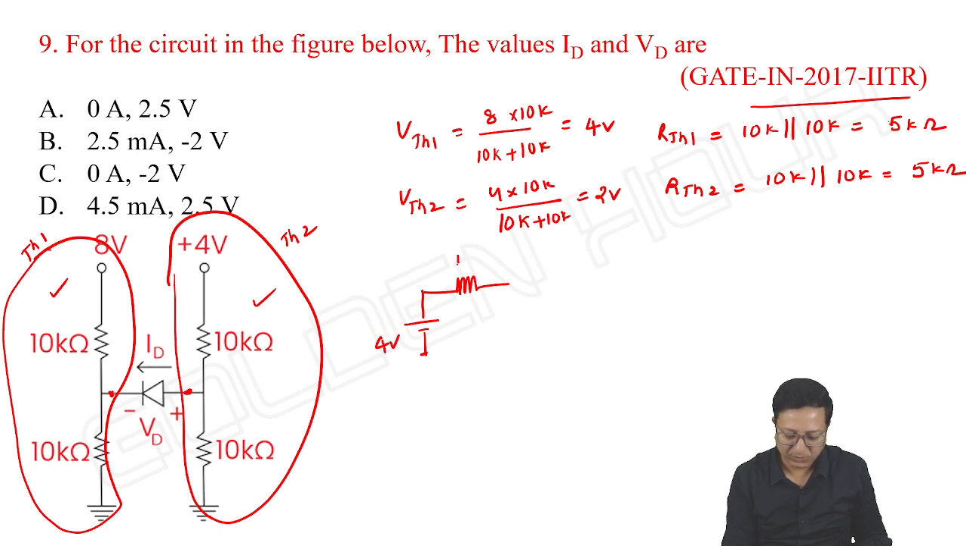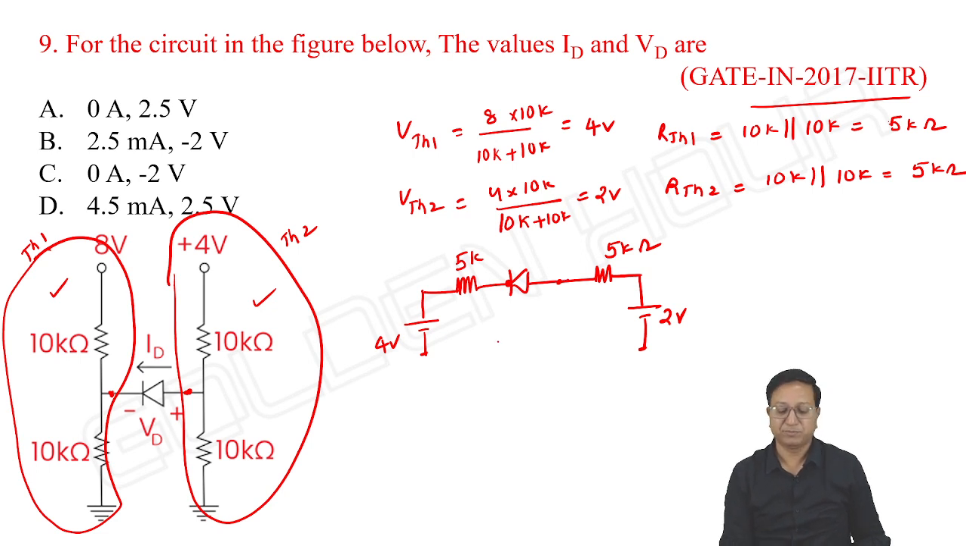Four volts, 5k, 2 volts, 5 kilo ohms. In between is the diode, this current is ID and this voltage is VD.